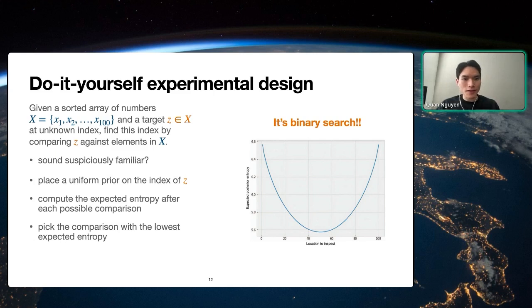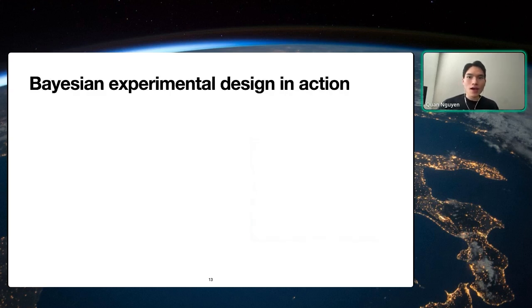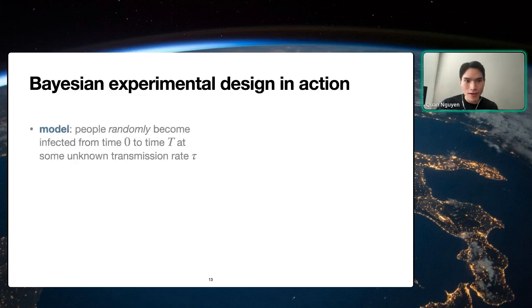So this shows that this Bayesian experimental design framework is a very powerful framework that allows you to recover a lot of different search algorithms that you might be familiar with in computer science. Okay, so I'm running out of time, so let me quickly talk a little bit about how you can actually do Bayesian experimental design in Python.